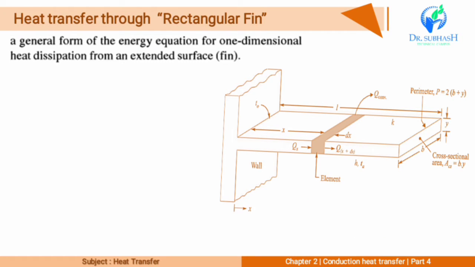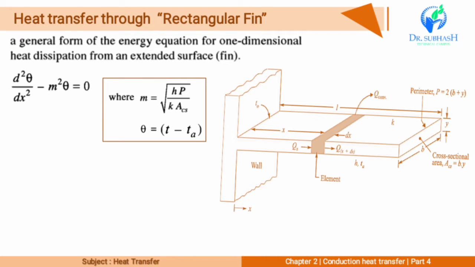In the previous lecture, we derived a general form of the energy equation for one-dimensional heat dissipation from an extended surface or fin, and that is d square theta by dx square minus m square theta is equal to 0, where m is equal to under root of hP by kA_cs and theta is equal to T minus Ta. Here h is the convective heat transfer coefficient, P, the perimeter, is equal to 2 into (b plus y), k is the thermal conductivity, and A_cs is the cross sectional area.